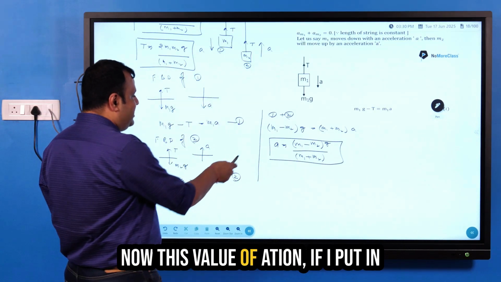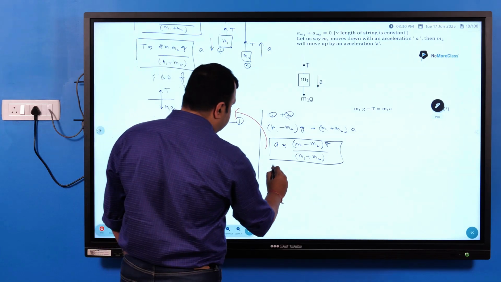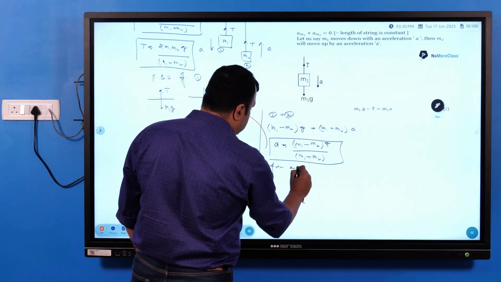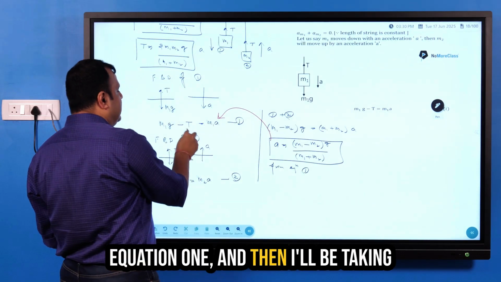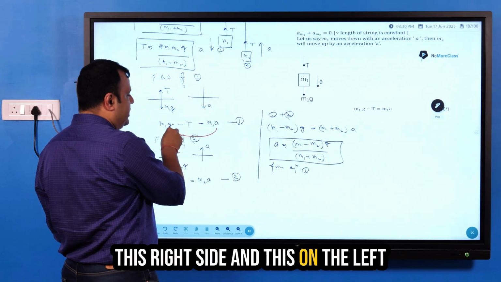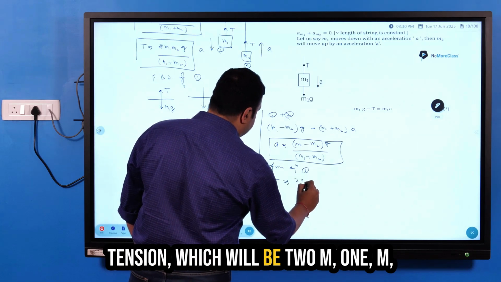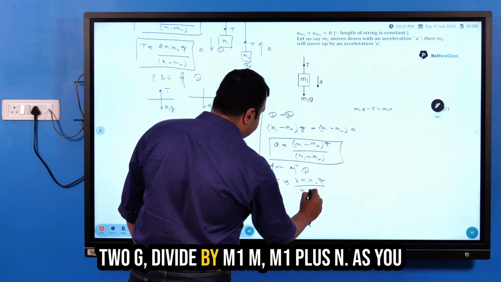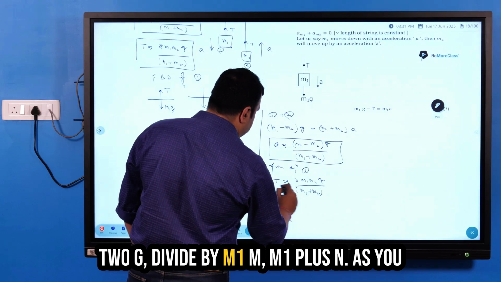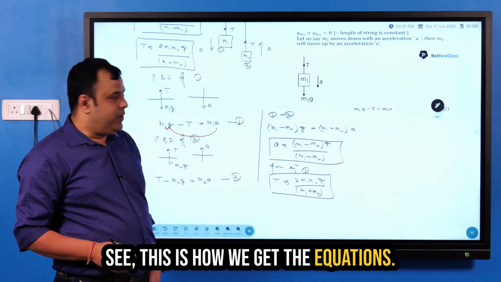Now this value of acceleration, if I put it in equation 1 or equation 2, so if I place the A, let's say in equation 1, and then I take the right side of this to the left side, I'll be able to calculate the tension, which will be 2 M1 M2 G divided by (M1 plus M2). As you see, this is how we get the equations. Okay.